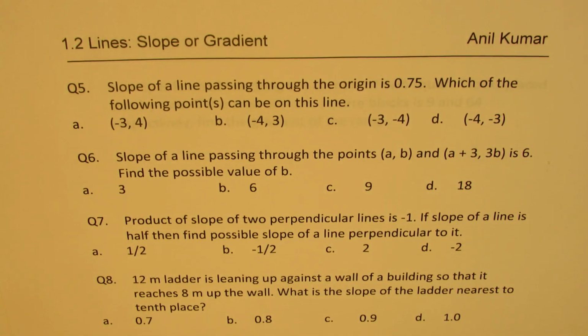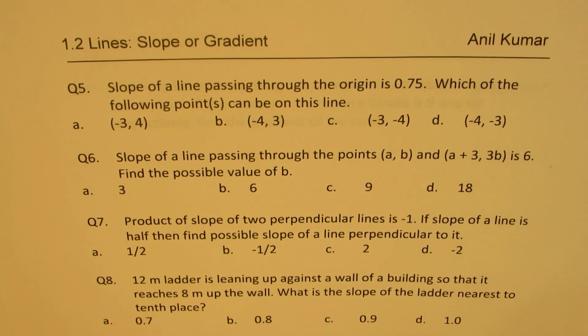Next 4 questions for you. Question 5: slope of a line passing through the origin is 0.75. Which of the following points can be on this line? Question number 6: slope of a line passing through points A, B and A plus 3, 3B is 6. Find possible value of B. Question number 7: product of slope of 2 perpendicular lines is minus 1, right? If the slope of a line is half, then find the possible slope of a line perpendicular to it.